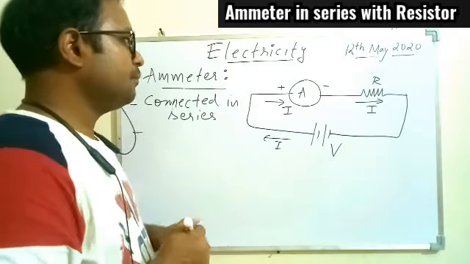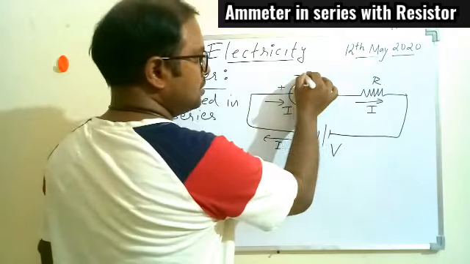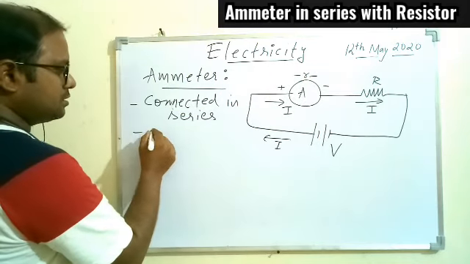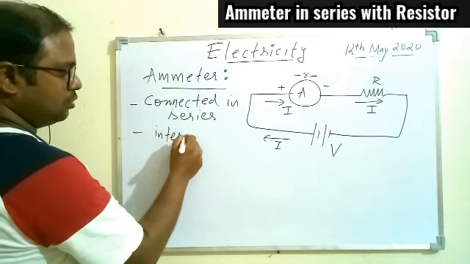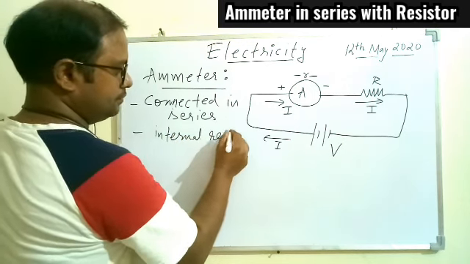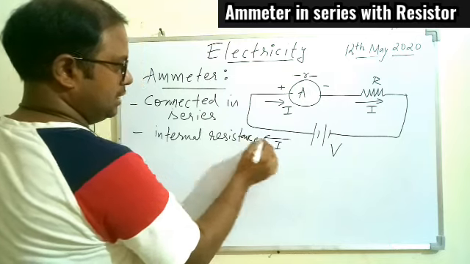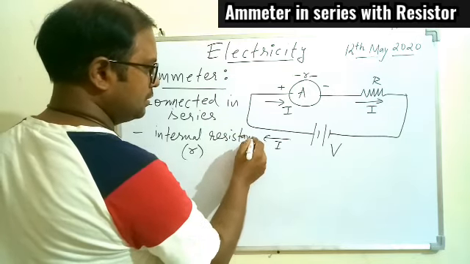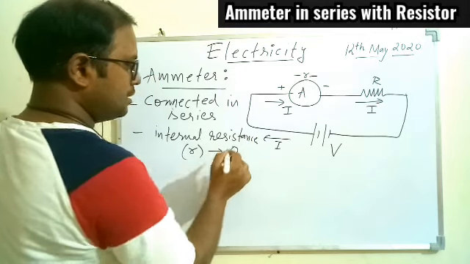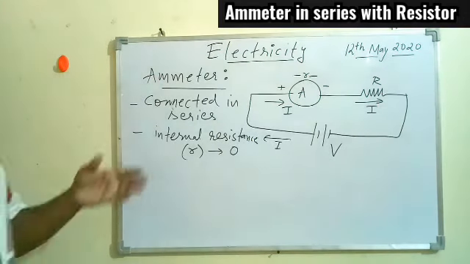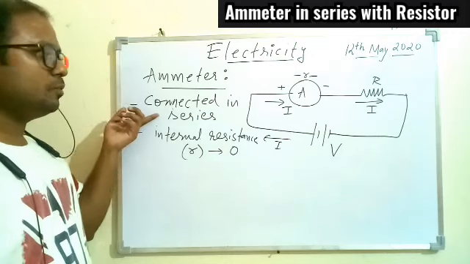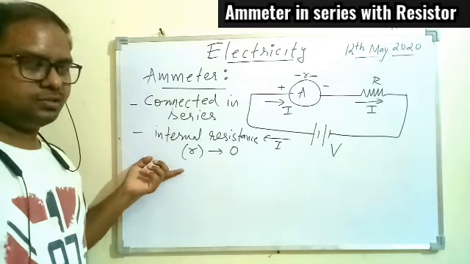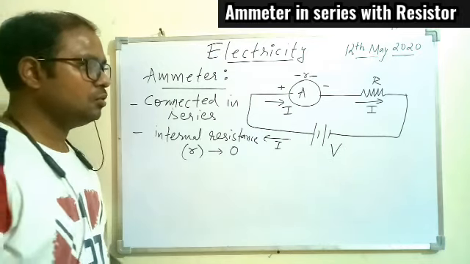The second thing is, even this device will have some internal resistance. Let the internal resistance of this device be r, and we understood that this internal resistance should be approximately 0. Those are the two things we have understood. It should be connected in series, and second, its internal resistance should be approximately 0. Now we need to understand why.